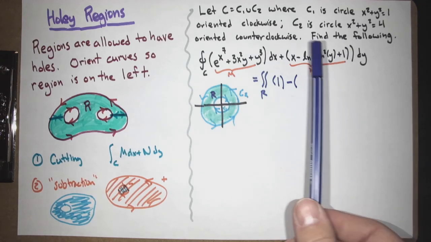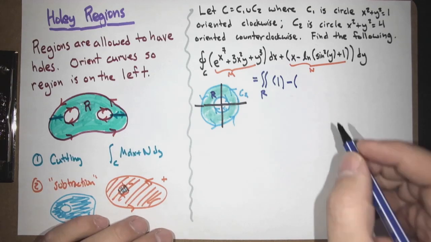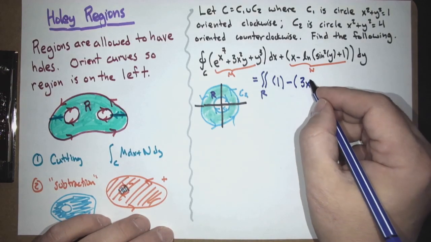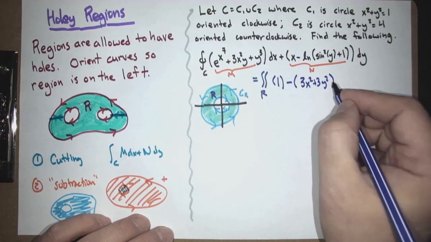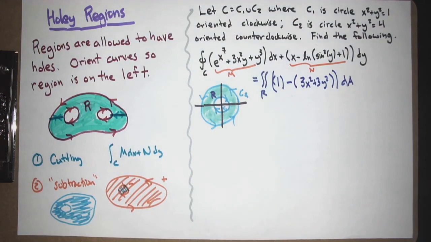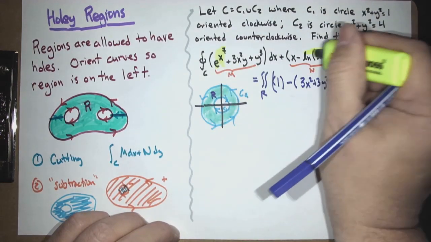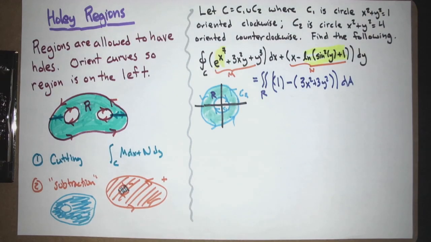Subtract. Now what? Derivative of M with respect to y. What happens here? 3x squared plus 3y squared. All right, and that we have to integrate. Now you'll notice something. The things that looked particularly egregious, this e to the x to the 7th, this log of sine squared of y plus 1, went away. That was deliberate. We were trying to scare you away from doing the integral as given.